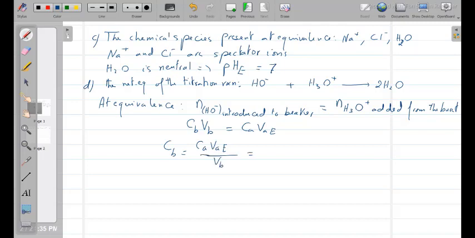equals Ca 0.1, VaE equals 9, Vb equals 10. And the answer equals 0.09 mol per liter. This is the solution of application 12. And this is the end of part 2 of titration, titration curve and calculation at equivalence.